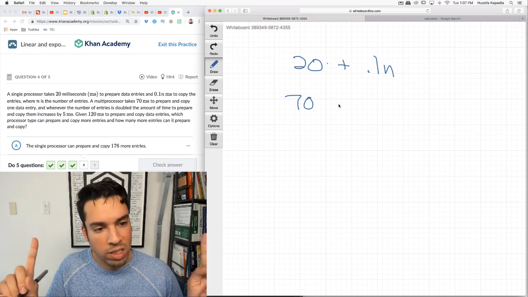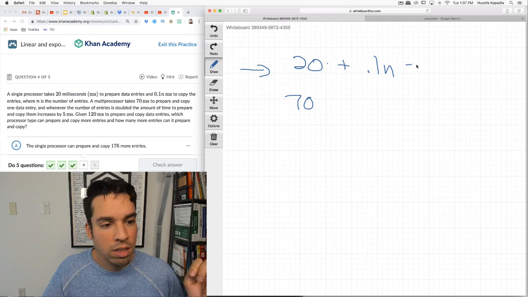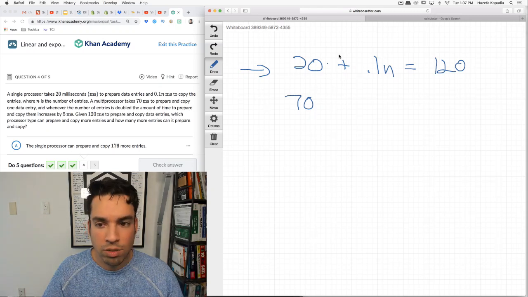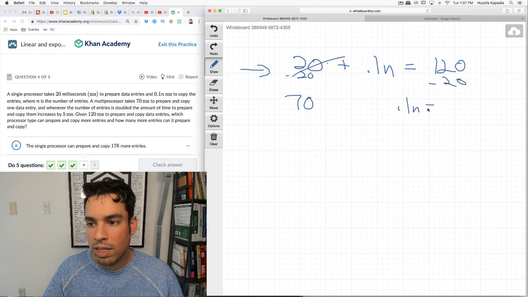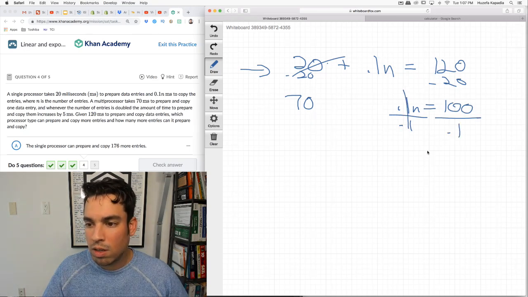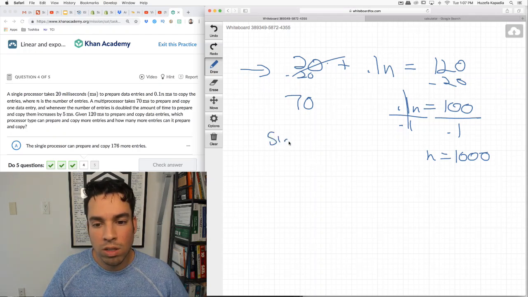I've got to be careful because this formula up top, I definitely know that's fine and that's pretty easy. So it's 120 milliseconds. This is the total milliseconds that it takes, right? And we're solving for n. Subtract 20, subtract 20. I have 0.1 n equals 100. Divide by 0.1, n equals 1,000. So the single can do 1,000.